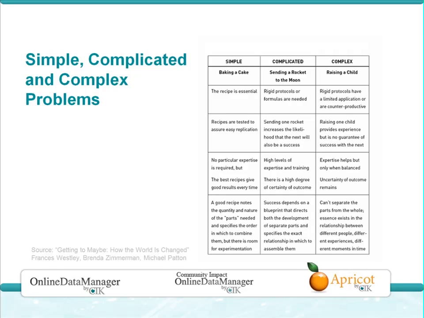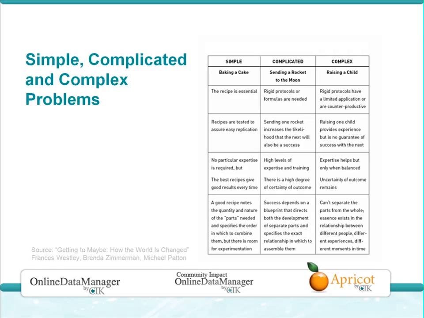and Michael Patton called Getting to Maybe: How the World Has Changed. In their book, they talk, and I really would recommend this book if you're interested in finding out about how real change occurs in the real world. And one of the things they talk about is there are three kinds of problems: simple, complicated, and complex.